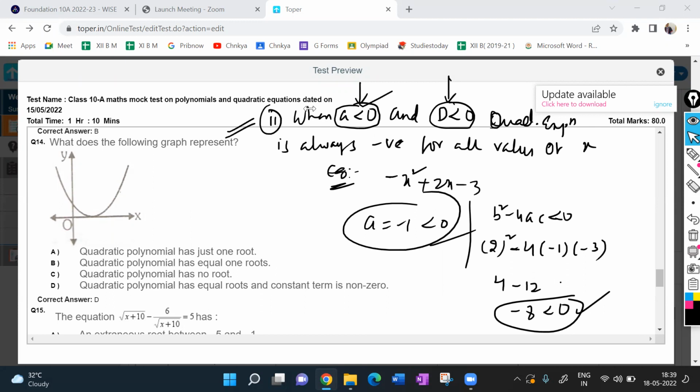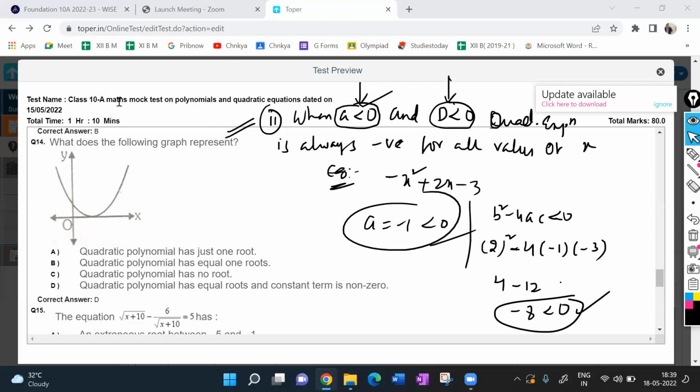Hello, boys and girls. I'm asking you, what does the following graph represent? It has just one root. The polynomial has equal roots and the constant term is non-zero. Yes, why is it not touching? Look at this here. Go with the options one by one. Now everyone, I need your active presence here. What is option A here? Quadratic polynomial has just one root.